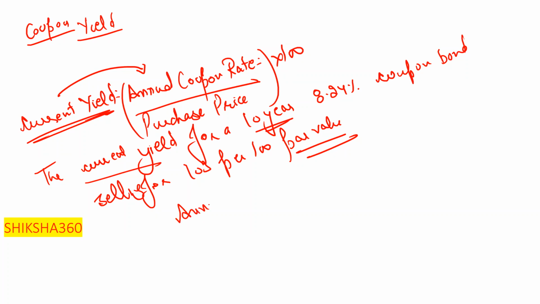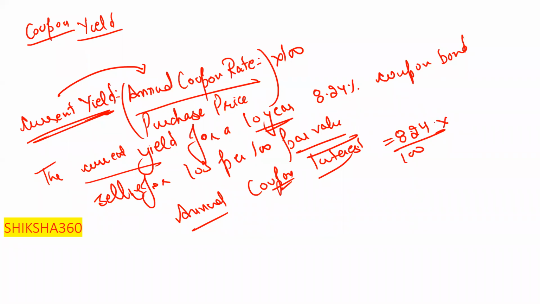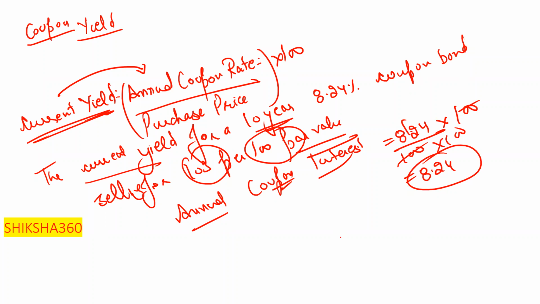First of all, we have to calculate the annual coupon interest. How can we calculate it? 8.24% is 8.24 upon 100, calculated with respect to the par value, that is 100. So by 100, we remove that, and it comes out to 8.24.